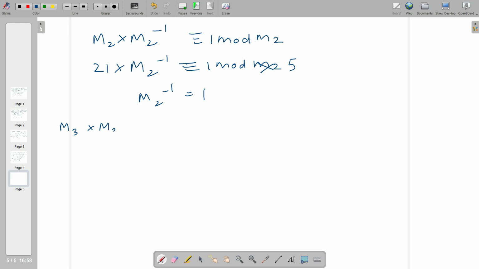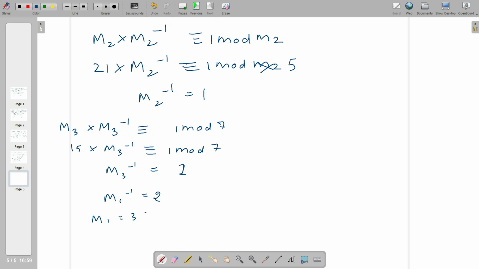So M3 into M3 inverse is congruent to 1 mod 7. So M3 is 15, and 15 into M3 inverse is congruent to 1 mod 7. So M3 inverse will also be 1. So M2 inverse is 1, M3 inverse is 1, and we have also calculated M1 inverse, which is equal to 2, and M1 is equal to 35, M2 is equal to 21, and M3 is equal to 15, and capital M is equal to 105.